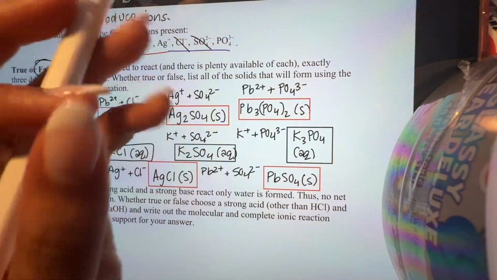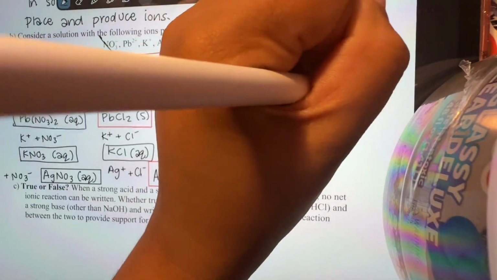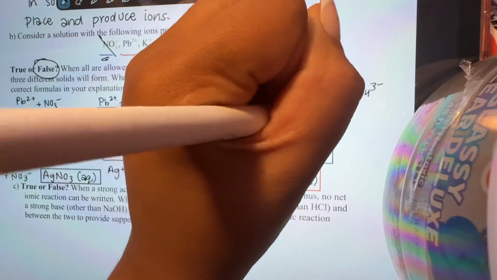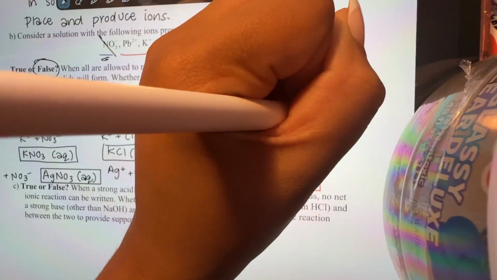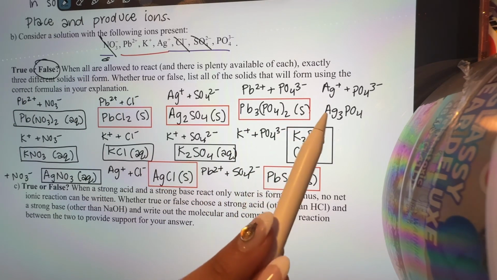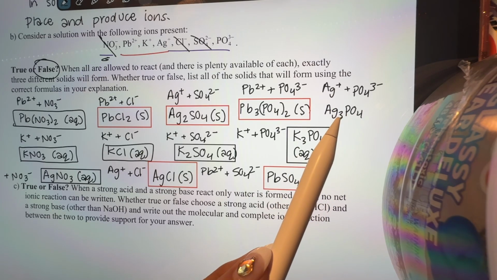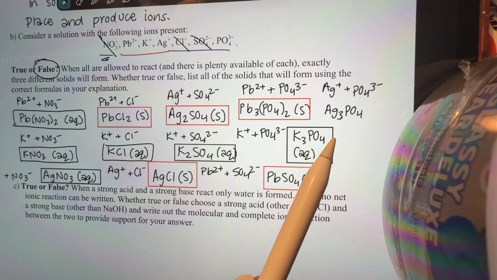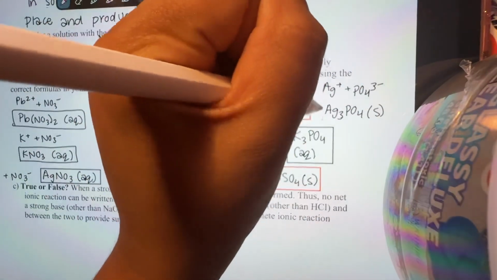Lastly, Ag plus and PO4 3 minus gives you Ag3PO4, kind of like what we said with the Pb with the lead. Since Ag is not a group 1 anything and PO4 is not mentioned in the solubility rules, we can use rule 8 and say that that's going to be insoluble. So that is going to be a solid, which is red.